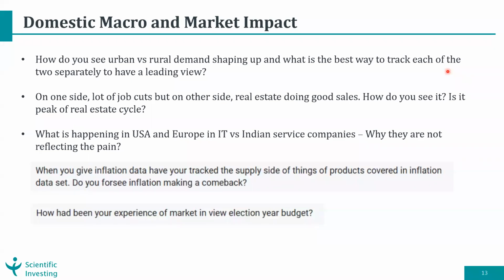The other question is, on one side, a lot of job cuts, but on the other side, real estate doing good sales. How do you see it? Is it the peak of the real estate cycle? The answer to the second question is that we are not at peak in India for real estate, because the holy grail of the India investment story is real estate.